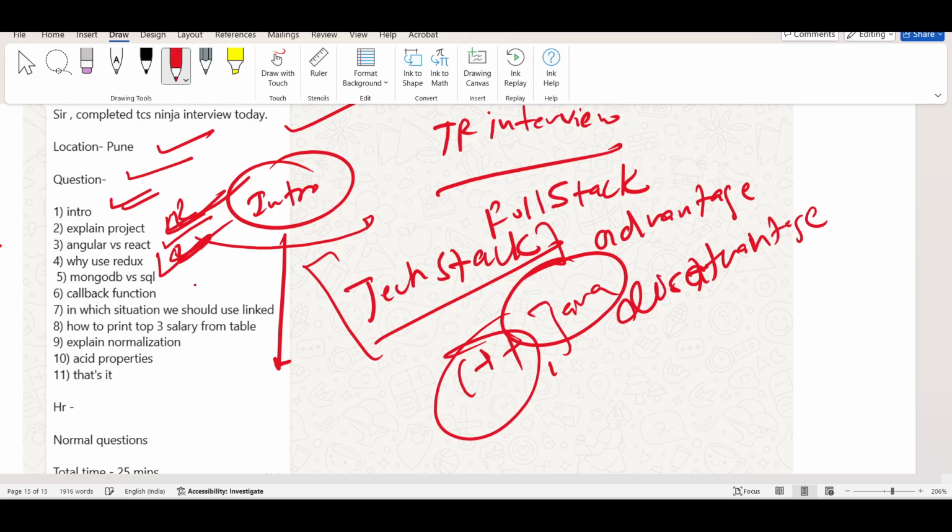Why use Redux? This is also a question which they asked. MongoDB versus SQL. This is also one difference which they asked. Like, in MongoDB databases and in SQL databases, what is the key difference?